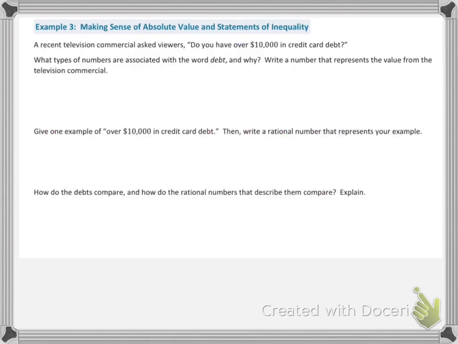Okay, and then the last one for today. A recent television commercial asked viewers, do you have over $10,000 in credit card debt? What types of numbers are associated with the word debt? Well, I would say that debt would be negatives. Those are going to be negative numbers. And then write a number that represents the value from the television commercial. Well, the number associated would be a negative 10,000. So that would be the number associated with that debt of $10,000.